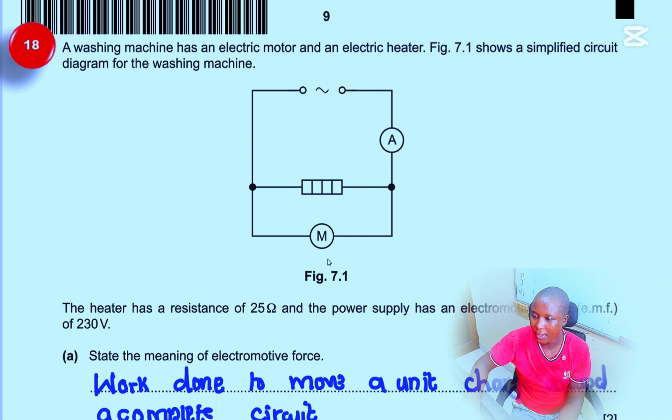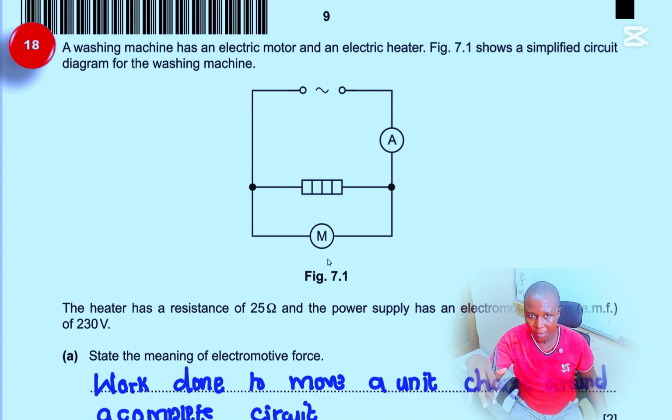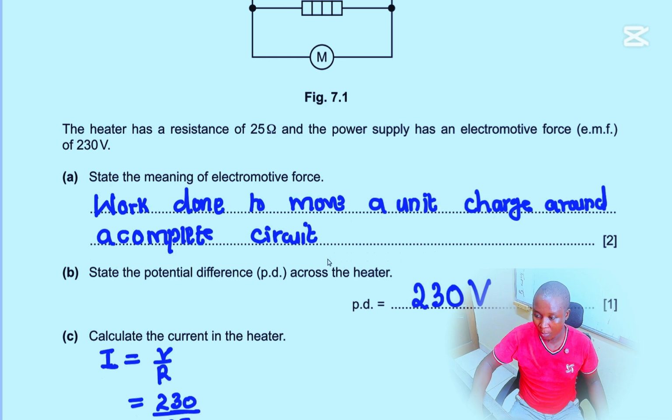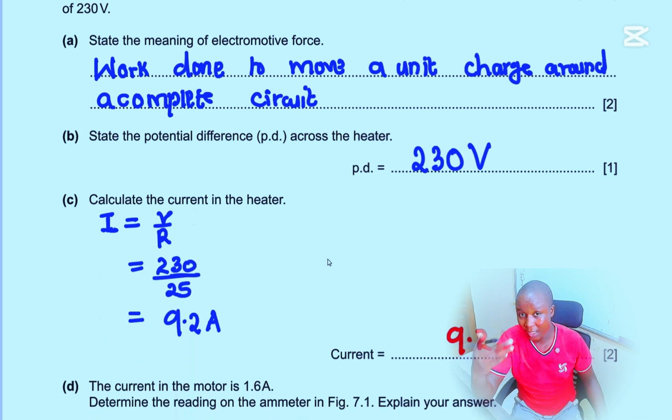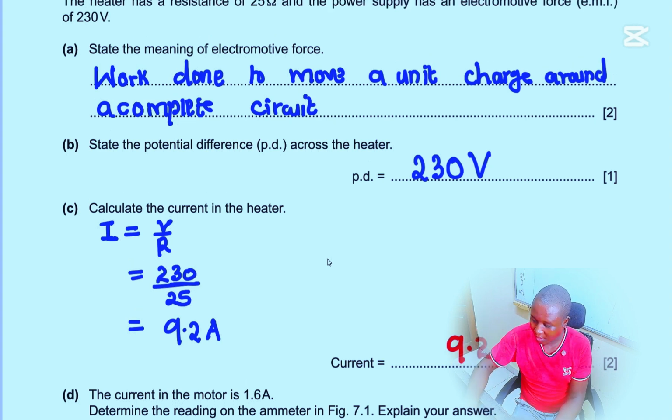A washing machine has an electric motor and electric heater. The diagram we have here is a simplified form of that. State the meaning of electromotive force. So I believe this is the second time we are approaching this. Electromotive force, EMF, is the amount of work done or the amount of energy supplied to move a unit charge around a complete circuit.